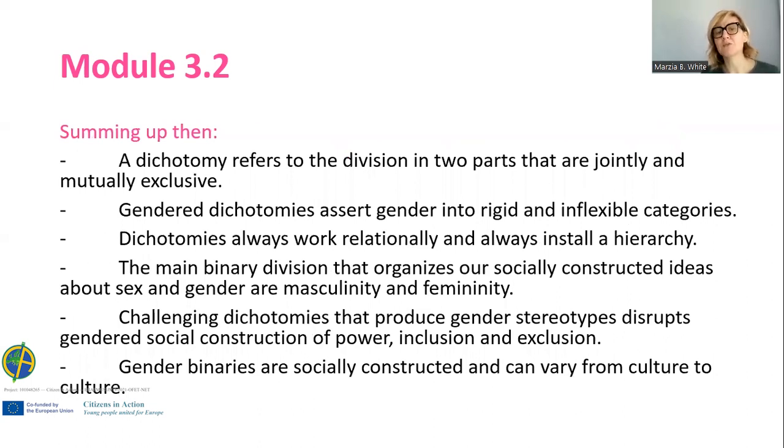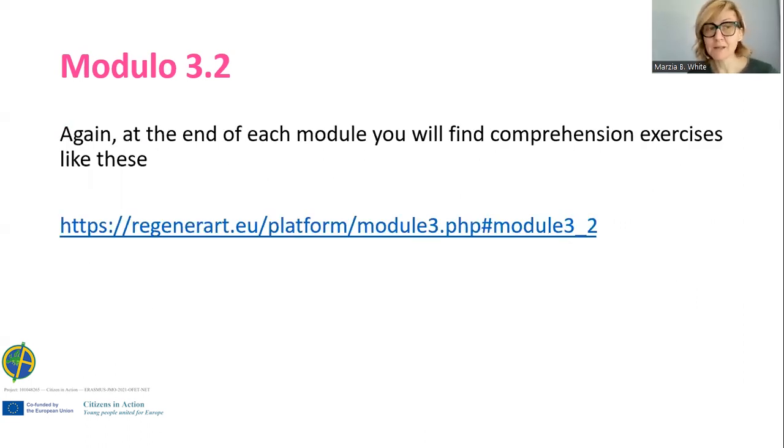Summing up then, a dichotomy refers to the division into two parts that are jointly and mutually exclusive. Gendered dichotomies assert gender into rigid and inflexible categories. Dichotomies always work relationally and always install a hierarchy. The main binary division that organizes our socially constructed ideas about sex and gender are masculinity and femininity. Challenging dichotomies that produce gender stereotypes disrupts gendered social construction of power, inclusion, and exclusion. Gender binaries are socially constructed and can vary from culture to culture. And again, I invite you to do some exercises that you can find at this link of the Regenerate platform.